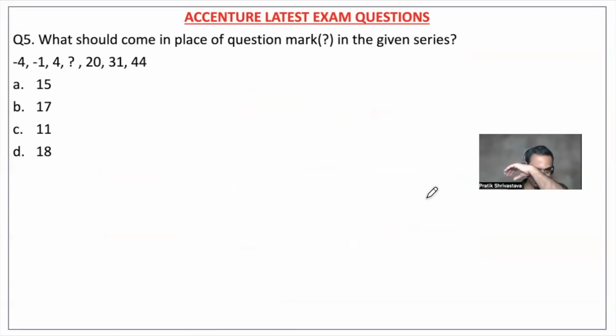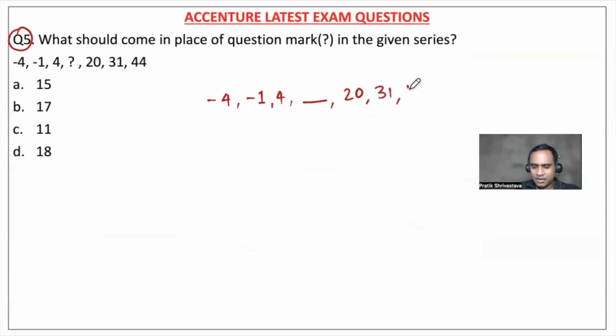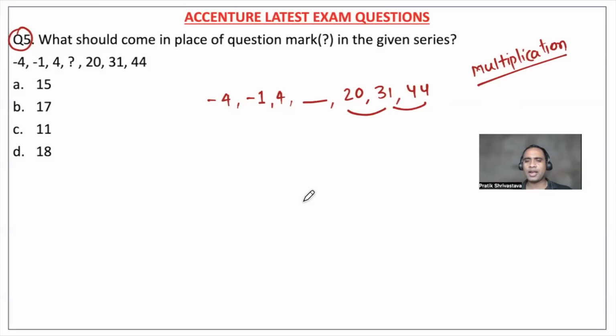Okay, fine. Now the next question, if you see, what should come in the place of minus 4, minus 1, 4, then 20, then 31, and then 44. So again, this particular problem, if you want to solve, first try to find out what is the difference here, because here definitely multiplication will not work because the numbers are not very big. So when the numbers are not very big, then you should also think in terms of addition and subtraction. So here it is plus 11, and here it is plus 13, right? So either there are two choices: either the difference is a prime number or the difference is an odd number.